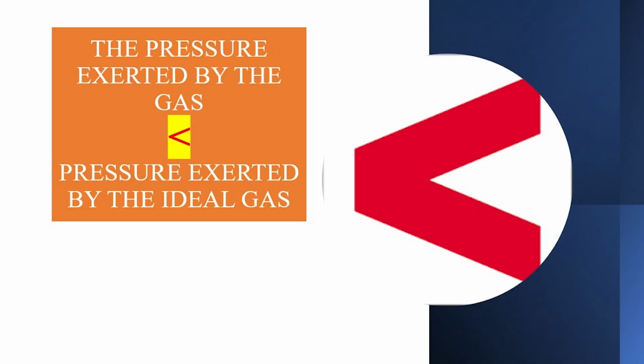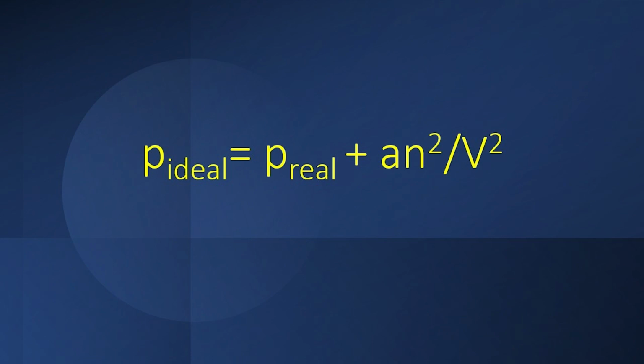So we can say that the pressure exerted by the gas is lower than the pressure exerted by the ideal gas. So we have to modify the ideal gas equation. A correction factor is to be added to the pressure term of the ideal gas equation, and the new pressure term is P ideal equal to P real plus a n squared by V squared. Here you can see a constant a, which is known as Van der Waals constant.